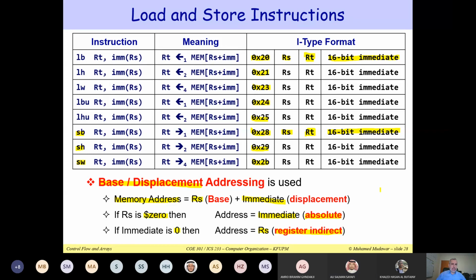Let me show you examples of how we can, let us say, write loops, and we'll see how we can use these addressing modes. It's common to use an immediate equal to 0, which is called register indirect. If there is no need for an immediate because you have the address in RS, then in this case you can specify the immediate to be just 0.